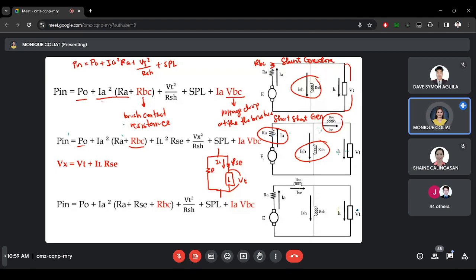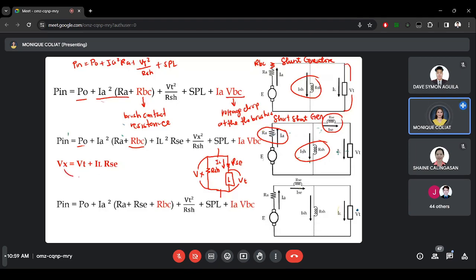Then we have here RSH. Let's say the voltage across RSH is now Vx. And to get Vx, you just add the voltage across RSE and the terminal voltage, and that will be Vt plus IL times RSE.